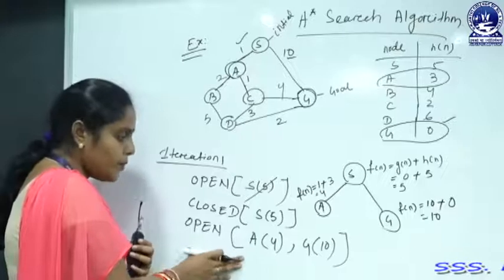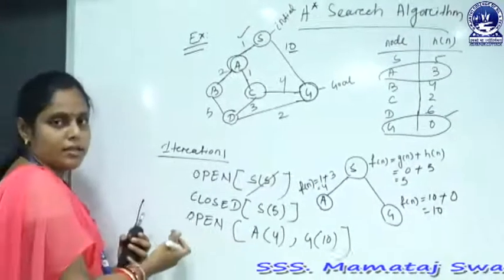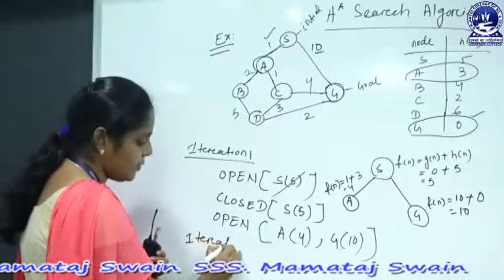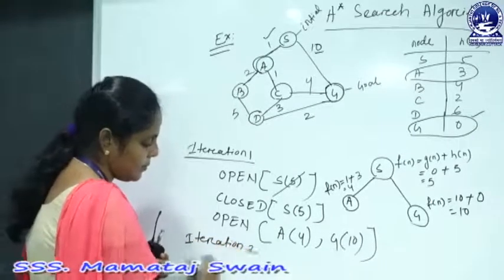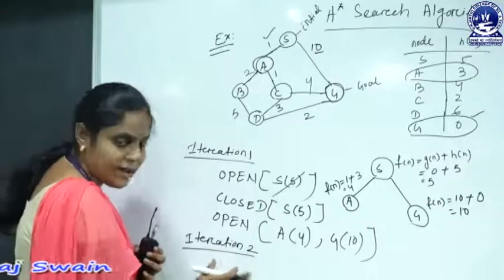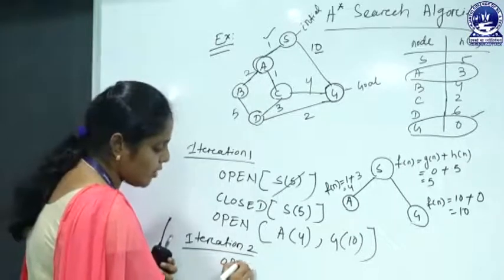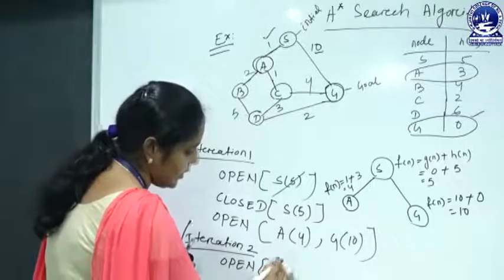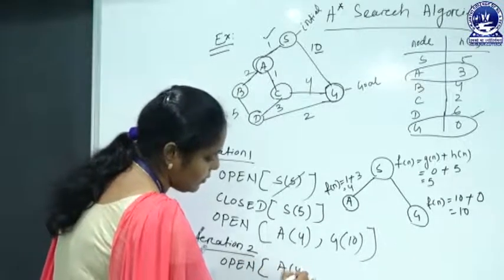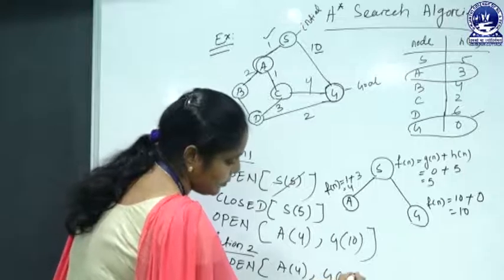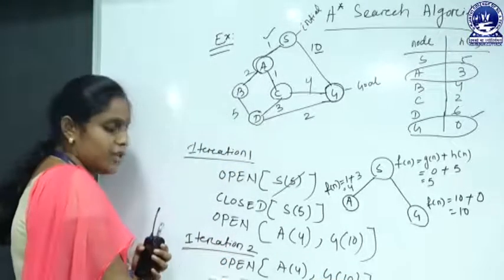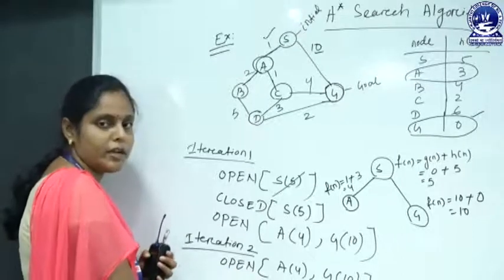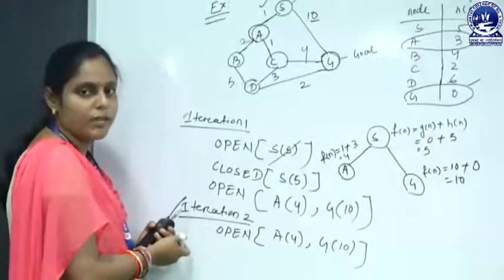Now, from this our loop starts. That means we go to the next iteration, that is iteration 2. In iteration 2, the open list contains the nodes A4 and G10. Again you check whether this open list is empty or not. Here this open list is not empty. That means we go to step 3.